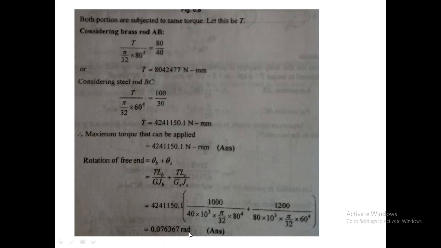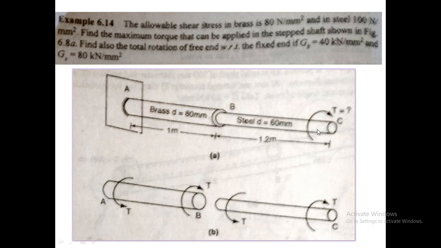You can convert that into degrees. So here the angle of twist at C with respect to A is the summation of these two twists.